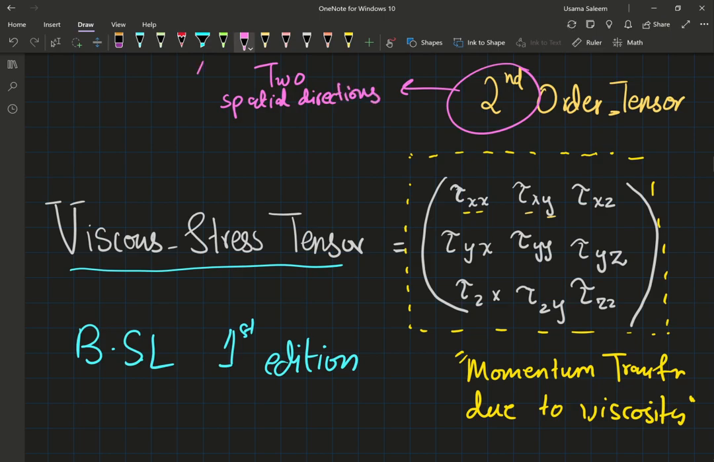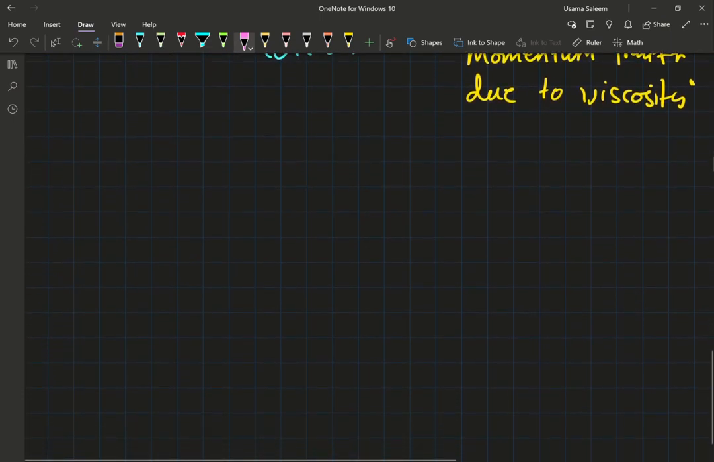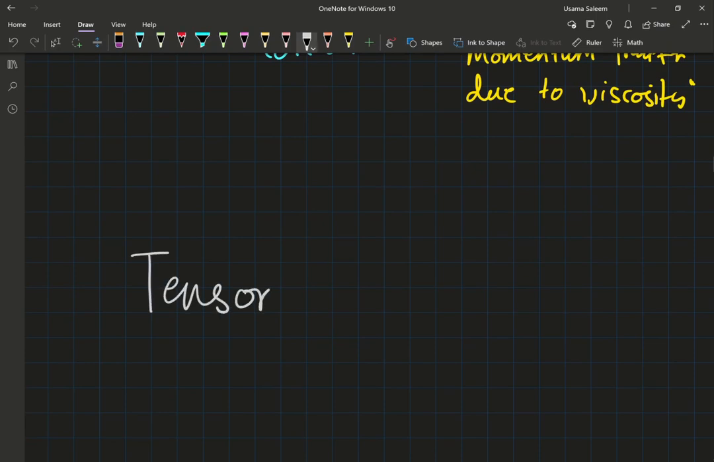Okay, I hope this is starting to make some sense now, and you'll only need an understanding of tensors to study momentum transfer, not in heat transfer, not necessarily in mass transfer. This is going to facilitate your learning of momentum transfer. Now, before I conclude this video, let me just close the loop with scalars, vectors, and tensors.